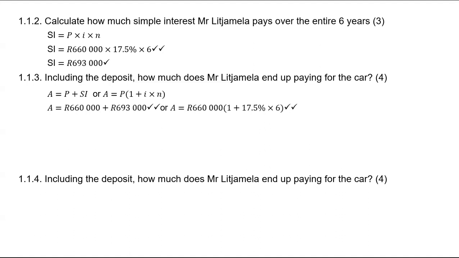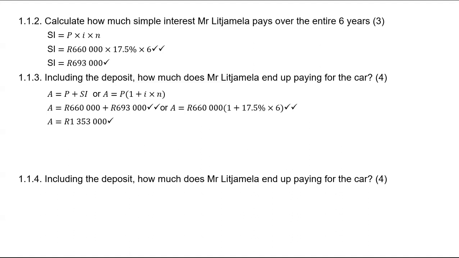I will be 17.5% and N or T will be 6. These two methods, same steps, same marks, will give you the same amount, which is A. That will be 1,353,000. So if you take this 1,353,000 and you minus 660,000, which is P, it'll give you your interest. It's your choice as to which one you want to use.